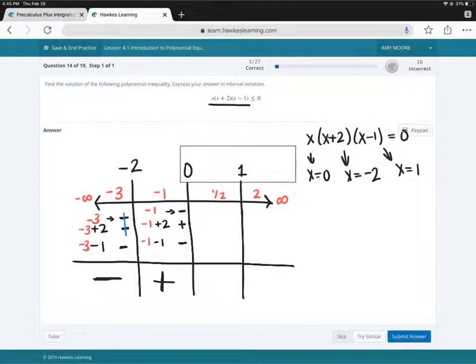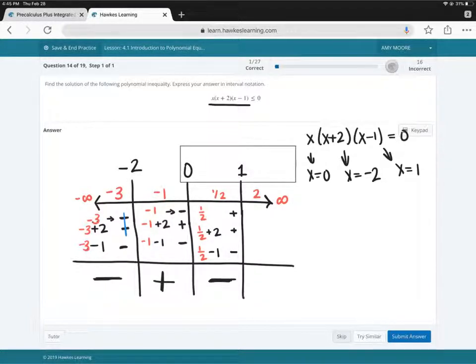Now I'm going to do the same thing with the next region. Plug in 1/2. So I have 1/2, I have 1/2 plus 2, I have 1/2 minus 1. So 1/2 is coming out positive. 1/2 plus 2 is coming out positive. 1/2 minus 1 is going to come out negative. So I have positive times positive times negative, which is going to give me a negative overall.